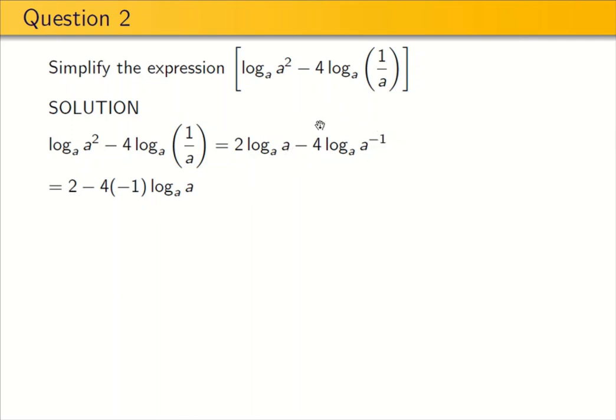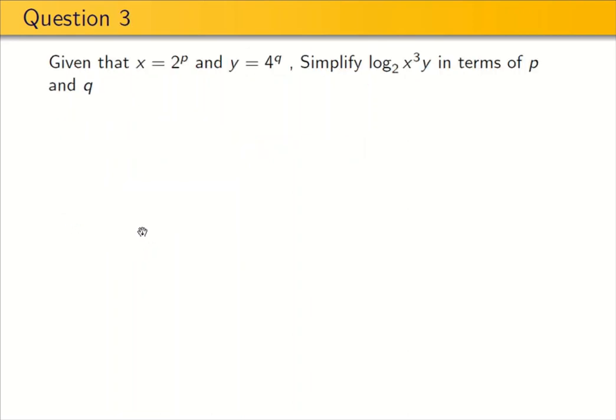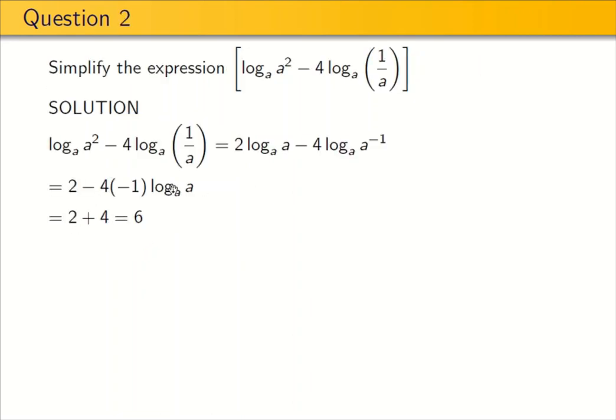Okay, this power will come here from the properties of indices. Minus 4 into bracket negative 1 logarithm of a base a. Okay, and then a base a, what do you think will give us? This will give me 1, so it becomes 2. Negative 4 times negative 1 becomes positive 4, so 2 plus 4, which becomes 6. All right, so I hope you understood this, right? You can go through it step by step and you would understand.